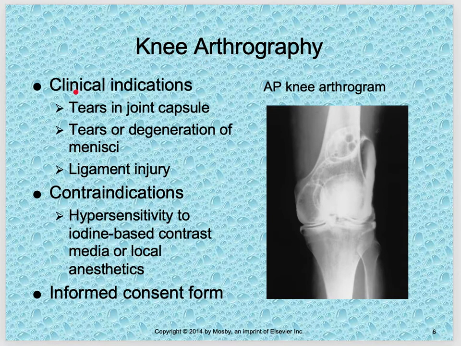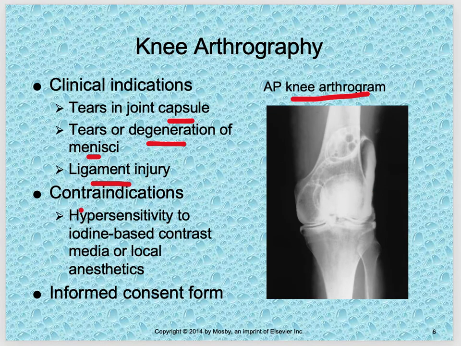So your knee arthrography clinical indications: tears in the joint capsule, tears or degeneration of the menisci, ligament injury. So we know that a lot of times with knee injuries, you may have this, but a lot of times the knee arthrogram is going to come after you've had surgery or as a lead up to the surgery. So just make sure that your history is a complete history and you know what's going on and you really know why they're there.